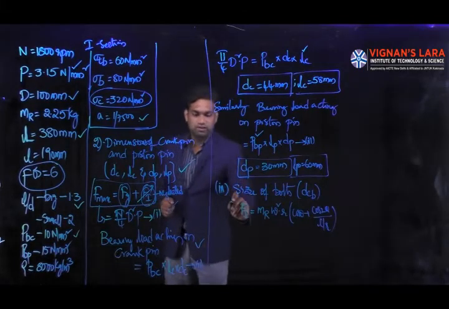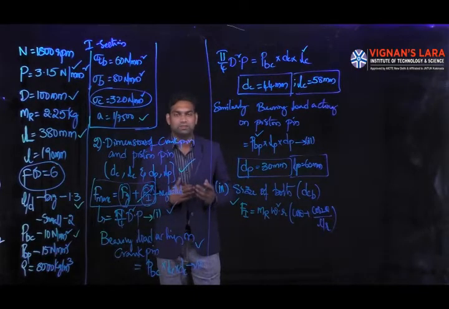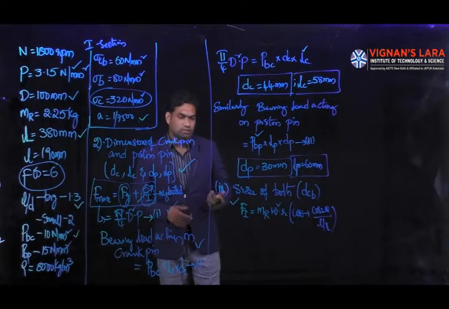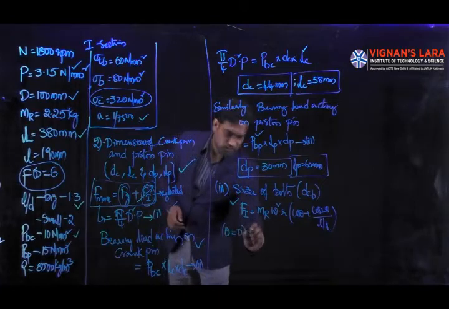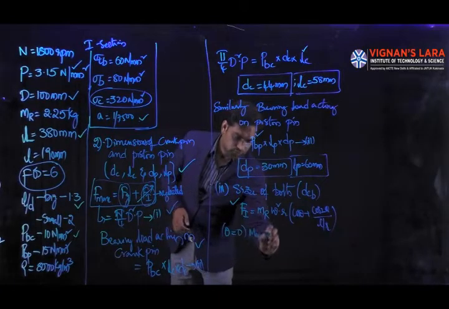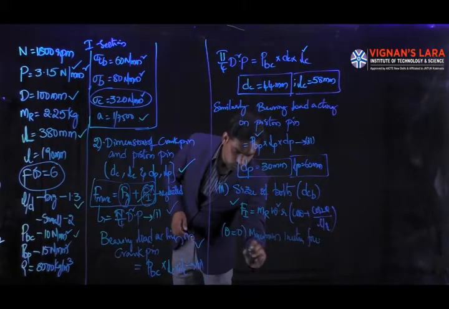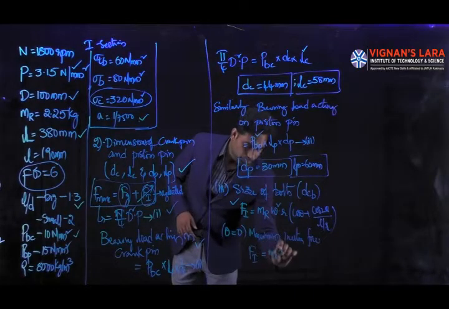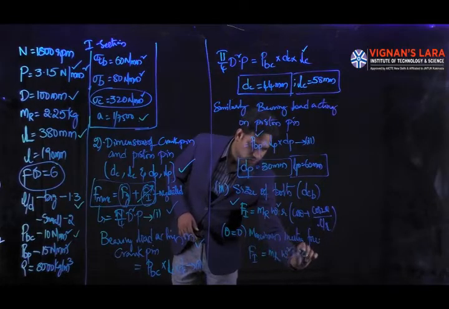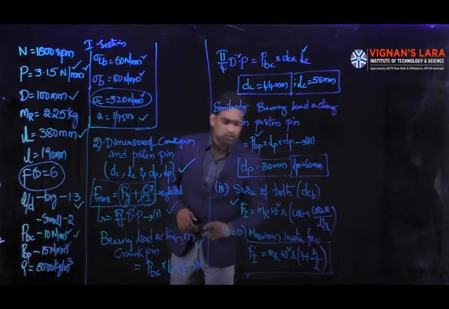So this is not the maximum inertia force, this is the general inertia force acting on the connecting rod, but the maximum inertia force acts when the piston is at the top dead center, that is when the crank angle theta is equal to 0. So for calculating the maximum inertia force, theta is going to be 0, so that Fi is given by m_r omega square R into (1 plus R by L). So this is the maximum inertia force acting on the connecting rod.